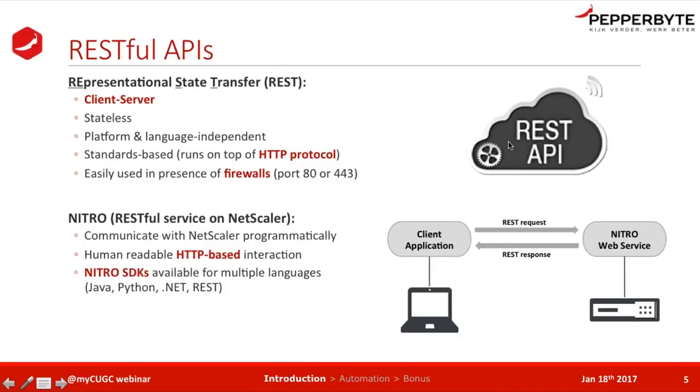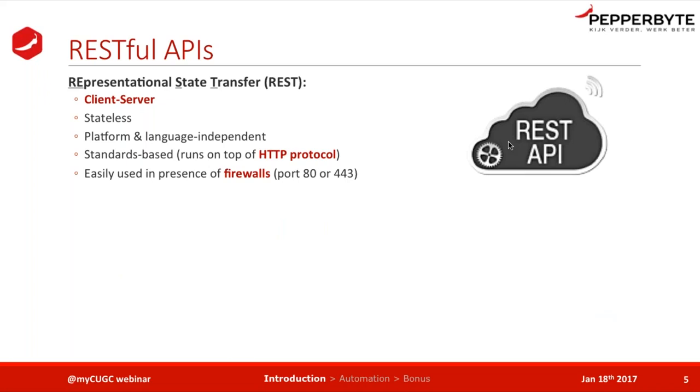Hang on, having some problems with the screen. I'm sorry for that. If we are talking about REST APIs, we are talking about a client-server architecture solution or protocol, so to speak, that is designed to be stateless and runs on top of the HTTP protocol, which makes it very easy to use in firewalled environments. Because even though a lot of environments are protected and closed down by firewalls, mostly port 80 or 443 are opened up for different services. And RESTful APIs can take advantage of that.